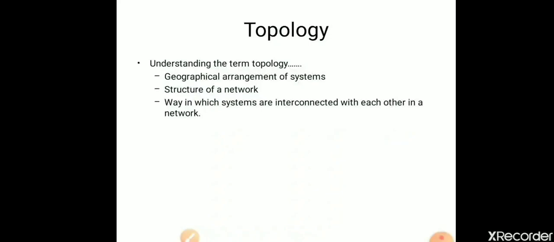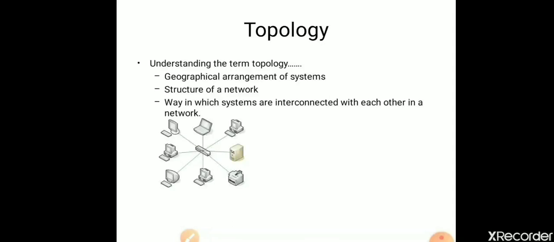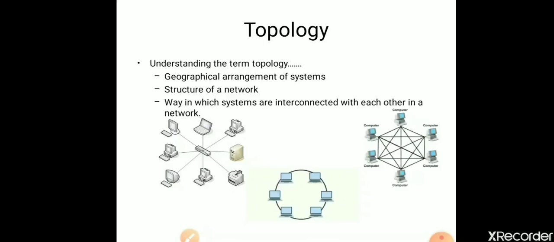Coming on to an introduction to topology. Before getting into the types of topologies, we have to be aware of the term topology. What is actually topology? We can define it in many ways, like it can be called as a geographical arrangement of systems or a structure of a network or the way in which systems are interconnected with each other in a network. For example, we can say that if the spatial arrangement of systems in a network is like a star fashion, we can call it as a star topology. Or if it is in a ring manner, we can call it as a ring topology. Or if it is like an interconnected manner, we can call it as a mesh topology. That means the spatial distribution of individual nodes in a network, that is what we mean by the term topology.